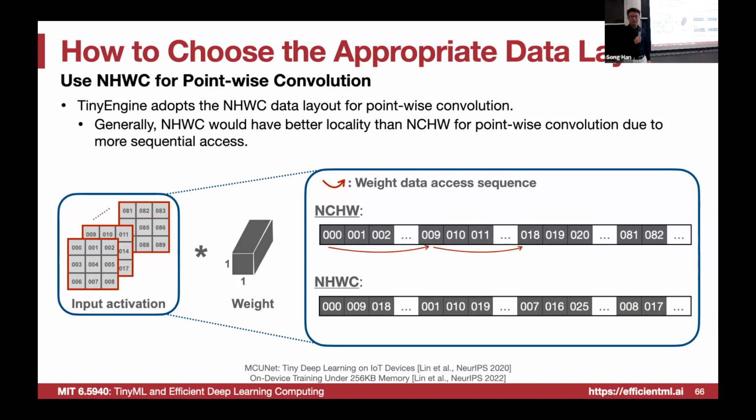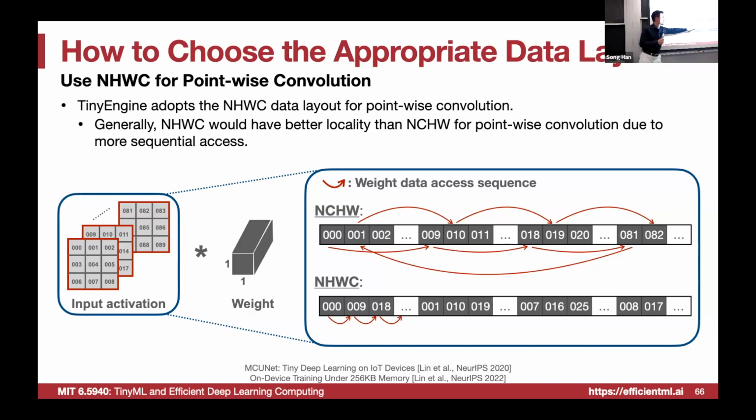Okay, so for example, here, this is the pattern for NCHW. And here is the NHWC. If you are doing 1-by-1 convolution, apparently this NHWC is better, since the memory access is continuous, since we are doing convolution in this way. So this is point-wise convolution.